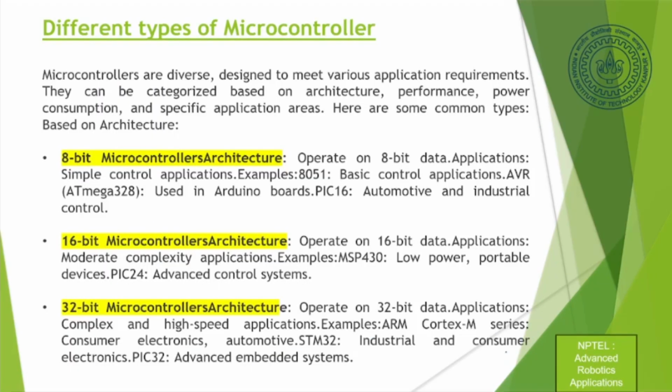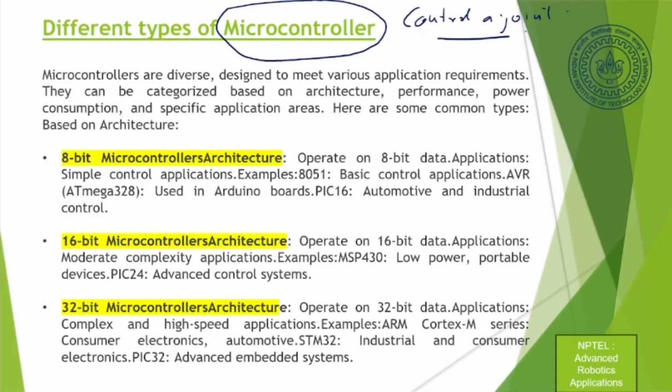Different types of microcontrollers. We'll be focusing on microcontrollers, because we just want to control a joint. How do we control a joint? By giving a voltage to the motor and getting input from the sensors. That is what we'll do, and that is good enough to be done by a microcontroller. Now, it can also be done by a PC, but why make it so complicated? If you can do it with a microcontroller, it's much cheaper and very easy.